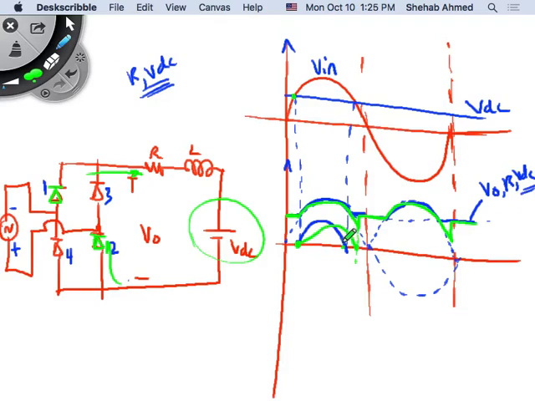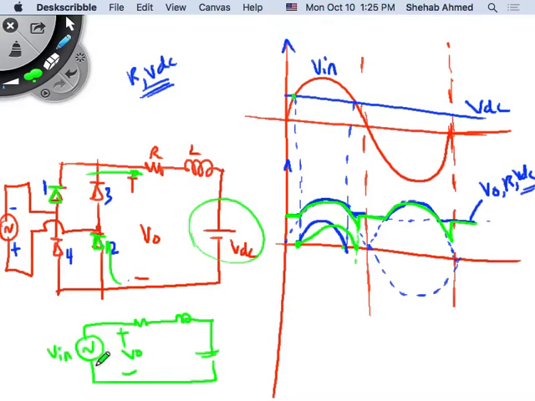Okay, so the inductive case is exactly the same, except that we have to agree that there's current flowing in the circuit. If there's current flowing, the equivalent circuit looks like this. This is my V output that I'm looking for, and this is V input. So V input will equal V output, as long as there's current conduction.